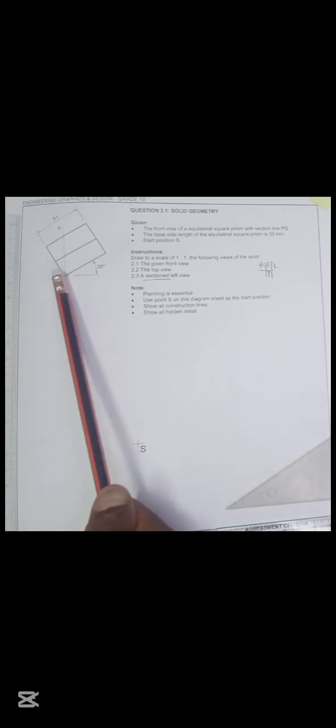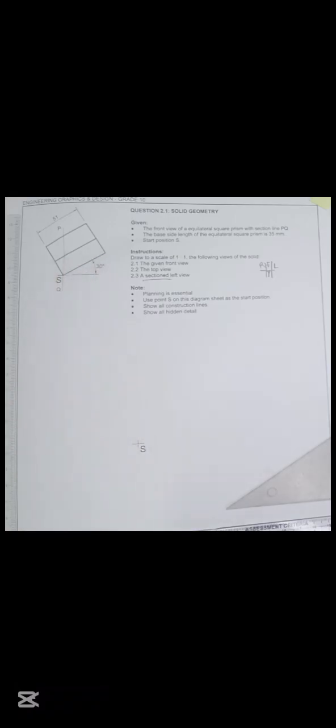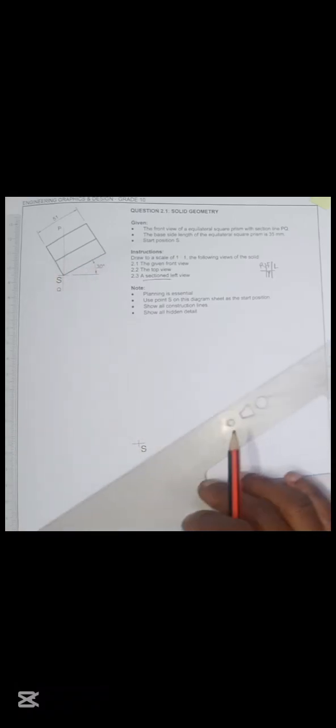Just to interpret our drawing, we can see that from one base to another base here on our front view is 51 millimeter, and then our square prism is at an angle of 30 degrees. So starting position S, angle of 30, construct our line. And then the opposite angle of 30 is our 60 degree line, right? And then here we can create our XY line, and then from that XY line we can create our center line here.